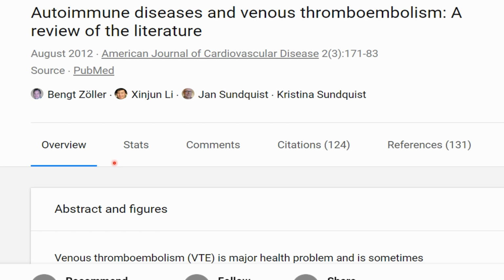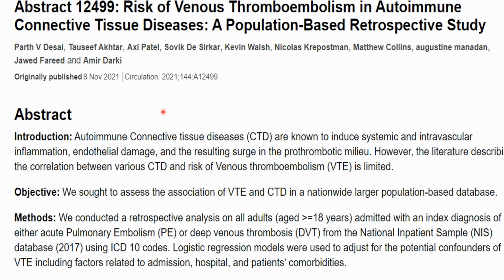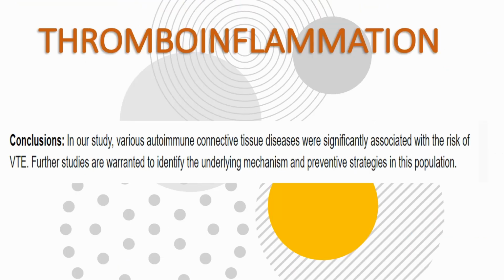An example of the process of thromboinflammation is the association between thrombosis and autoimmune diseases, and actually there were many researches that tried to study the relation between autoimmune diseases and venous thromboembolism. We can see here this paper in American Journal of Cardiovascular Disease 2021, Autoimmune Diseases and Venous Thromboembolism: review of the literature. Another paper was done in 2021 in Circulation, which says risk of venous thromboembolism in autoimmune connective tissue diseases, a population-based retrospective study. And this paper concluded that various autoimmune connective tissue diseases were significantly associated with the risk of venous thromboembolism.